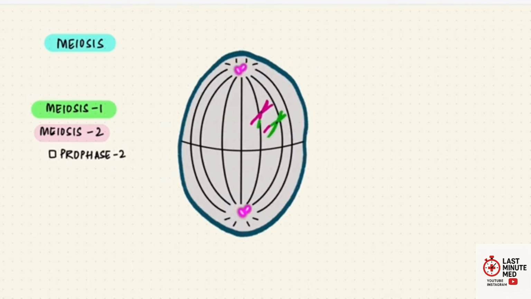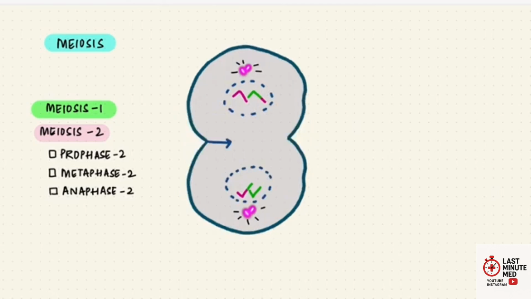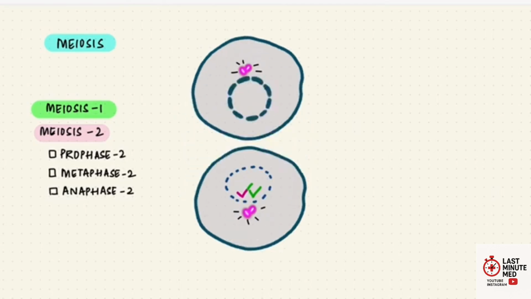They will line up along the equatorial plate during metaphase. They will split at the centromere and move towards the opposite poles during anaphase. They will reach the poles, the spindles will disappear, the nuclear membrane will reform during telophase. And with cytokinesis, the cells have now divided into two. The chromosomes uncoil and become thread-like again. So all of this was in telophase.